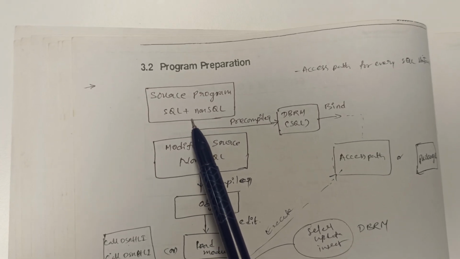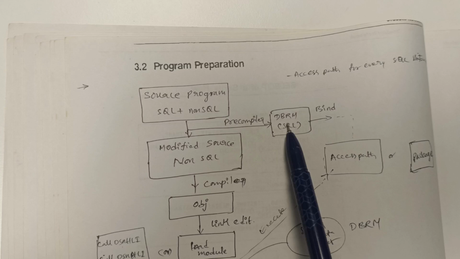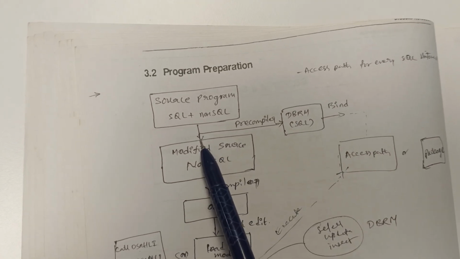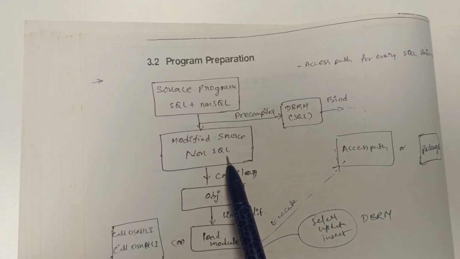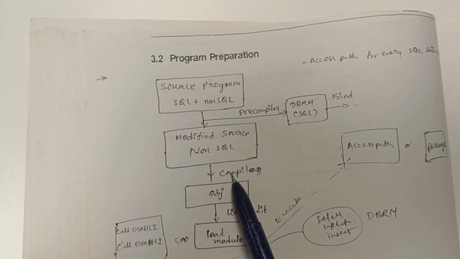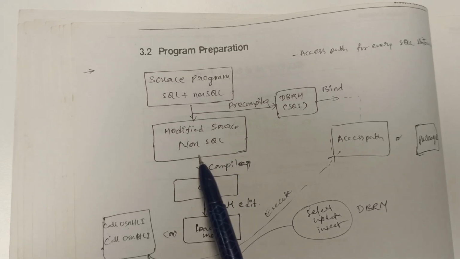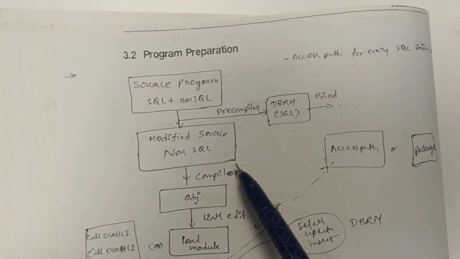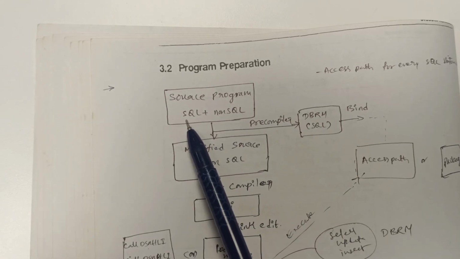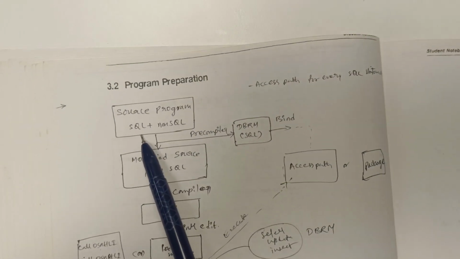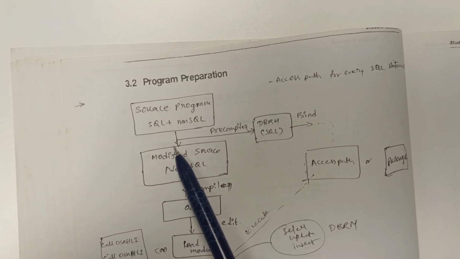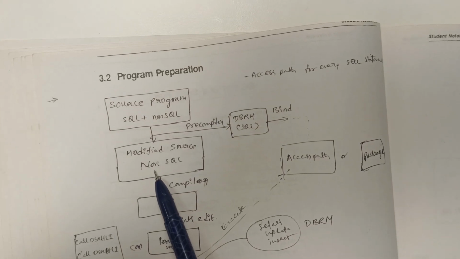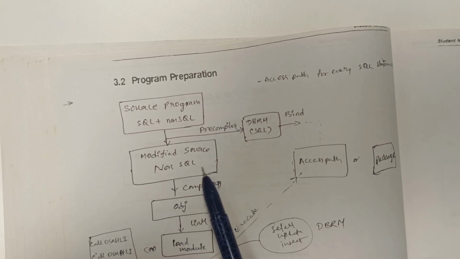What happens when the program is generated? The pre-compiler will extract the SQL statements. This is a separate process, and the COBOL statements, the non-SQL statements, form the modified source. What is a non-SQL statement? Nothing but COBOL statements. How do we identify them? For SQL statements, as we said earlier, we have delimiters called EXEC SQL and END-EXEC. Those are SQL statements. Non-SQL is everything other than what is between EXEC SQL and END-EXEC.